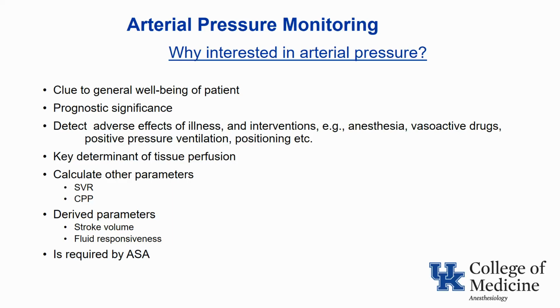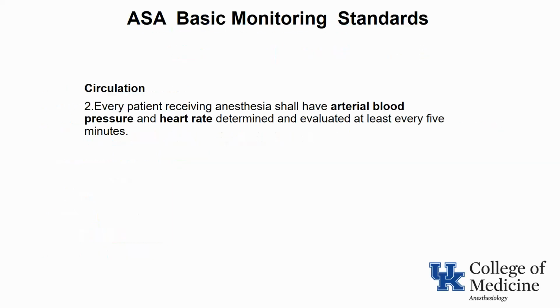There are many reasons for monitoring arterial blood pressure, as summarized on this slide, not the least of which is that it's required by the ASA. As you recall, the ASA Basic Monitoring Standards require that every patient receiving anesthesia shall have a blood pressure determined at least every 5 minutes.